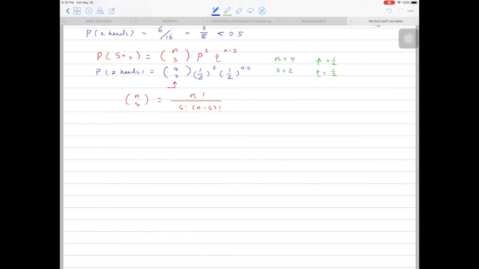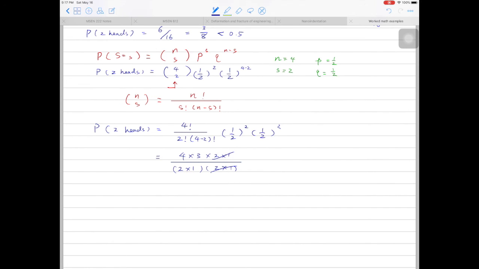We can further expand what we had above into P of 2 heads equals, n is equal to 4, so that's 4 factorial. Then s is equal to 2, 2 factorial, 4 minus 2 factorial, then half squared and half squared. 4 factorial is 4 multiplied by 3 multiplied by 2 multiplied by 1. 2 factorial is simply 2 multiplied by 1. Then 4 minus 2 is 2. 2 factorial is 2 multiplied by 1.